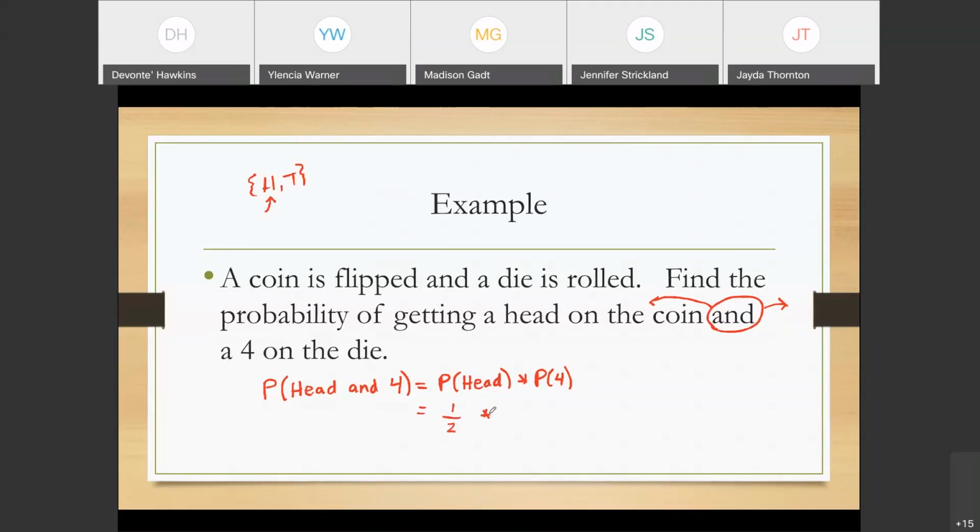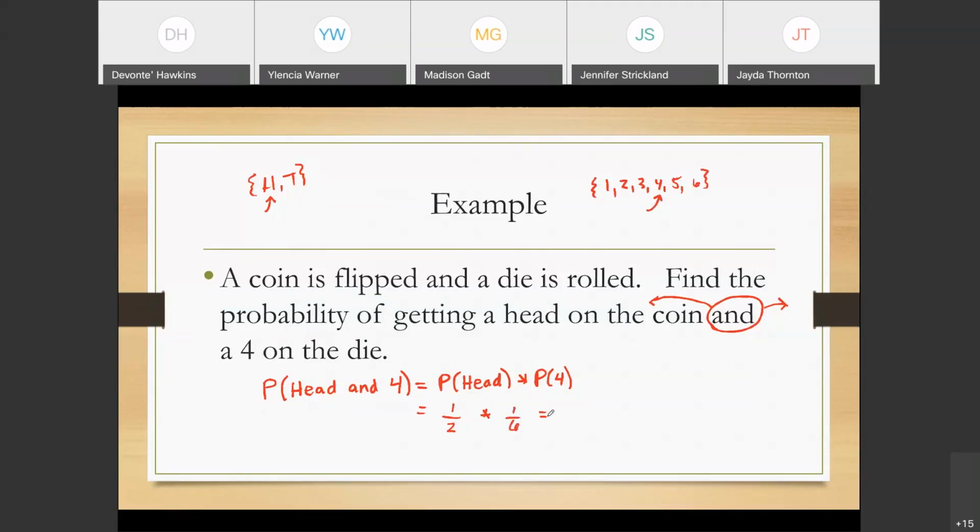Okay, now what about on a die? Right, so rolling a 4. What is your probability for rolling a 4 on the die? Good, 1 out of 6. All right, and again, you think about your sample space for the die. It has all these numbers 1 through 6, and we're only interested in the 4, so that's one option out of 6.